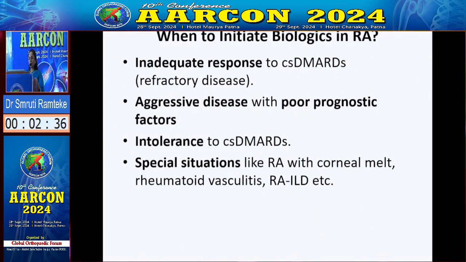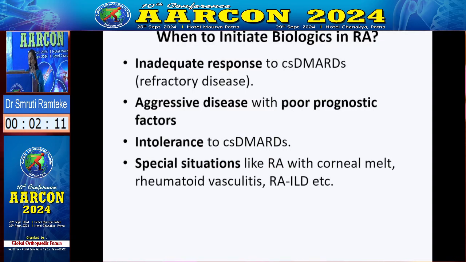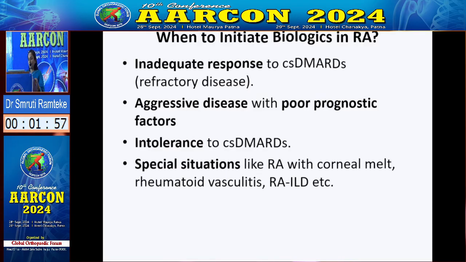So when to initiate a biologic in RA? Inadequate response to conventional DMARDs. If the disease is very aggressive with poor prognostic factors, or there is an intolerance to conventional DMARDs. So if a patient doesn't even tolerate a 5 milligram dose of methotrexate, cannot be given leflunomide because she wants to have children, and sulfasalazine is very mild for her, then maybe we give the patient biologics or injectable DMARD at the onset. And in special situations where the rheumatoid is very aggressive, there is corneal melt, rheumatoid vasculitis, rheumatoid ILD, and not being controlled on the routine drugs, biologics can be given.